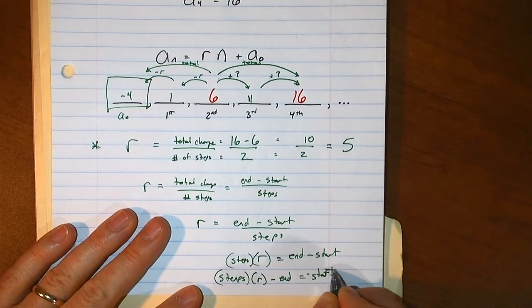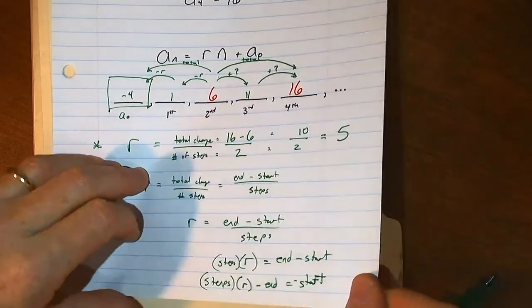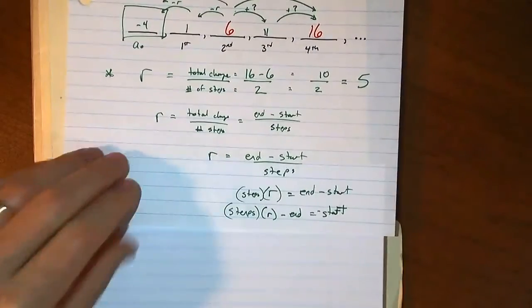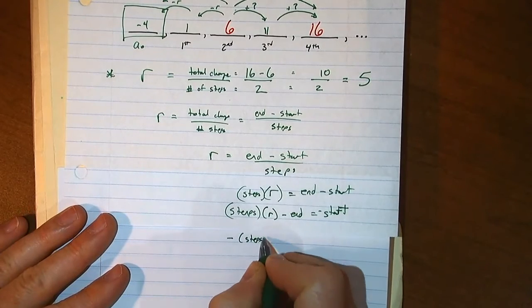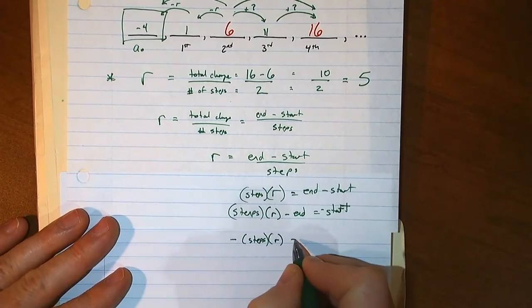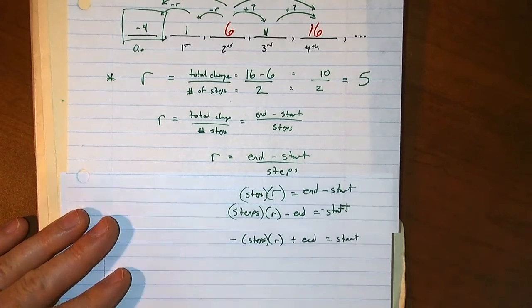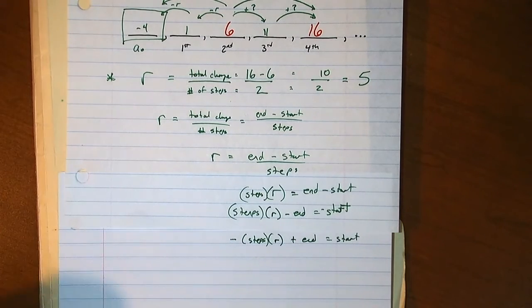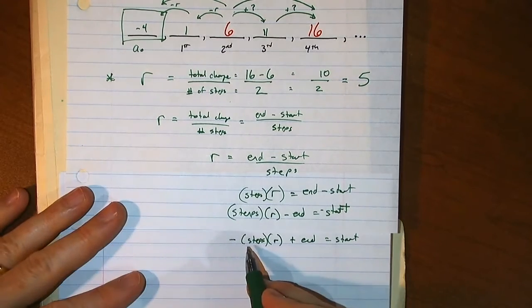Whoops, start. And then last but not least, I'm going to have to get rid of that negative sign. So when I get rid of the negative sign, I'm going to end up with the opposite of steps times r plus the end equals the start. All right, now that's really complicated. Let's put this in more simple terms.